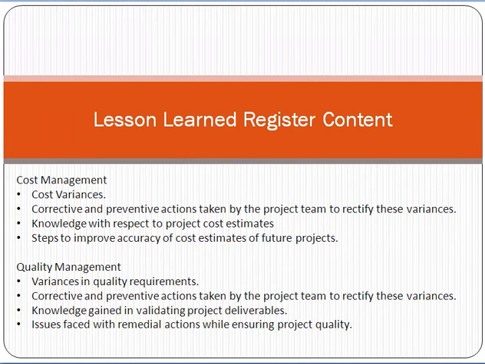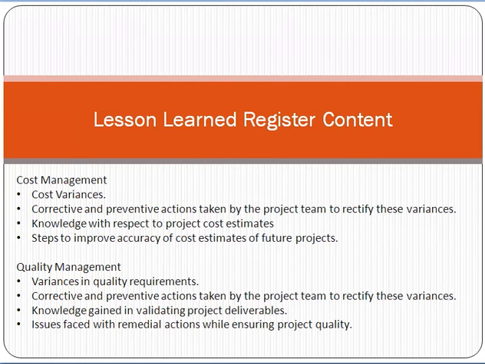Next one is the cost management. Again, how much variance was there related to cost. For example, your budget was $5,000 and you completed that project with $6,000 cost. That means a $1,000 cost variance is there. You must mention this in the lesson learned register, along with the corrective and preventive actions you have taken related to cost management.